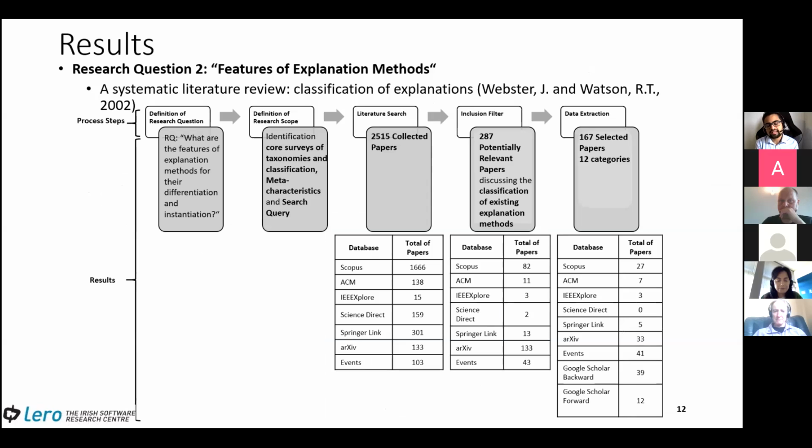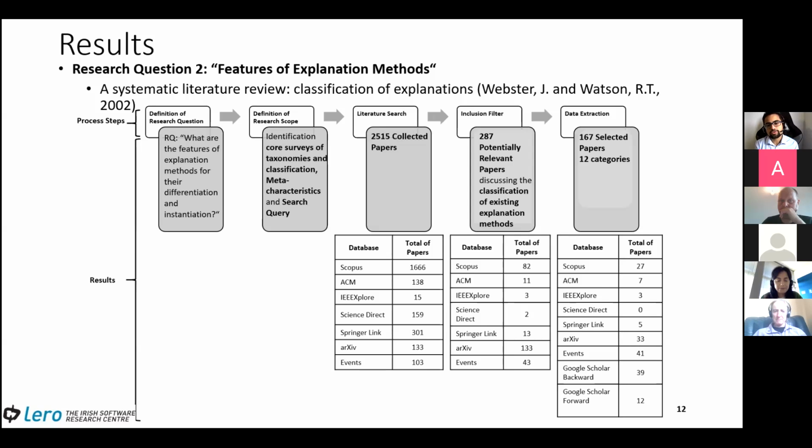To identify and classify those features, I did another systematic literature review by first analyzing surveys and taxonomies to obtain meta characteristics to develop a taxonomy of explanation methods. So for that, I started with 2,515 papers collected, which were reduced to 287, discussing classifications. And I ended up with 167 papers really discussing classifications within the explainable AI literature.